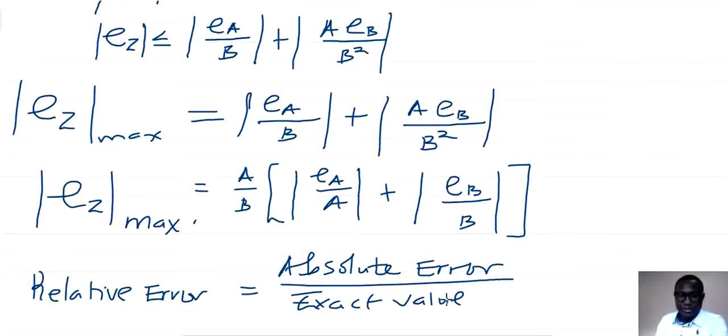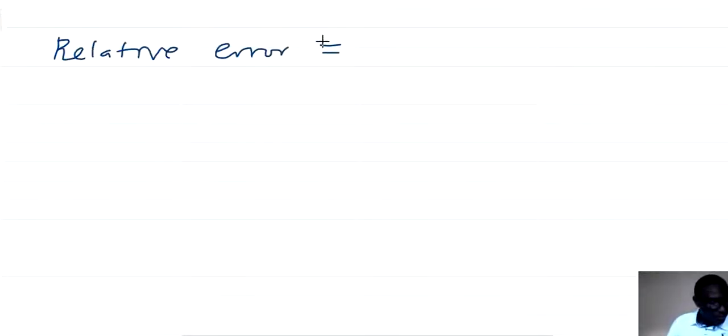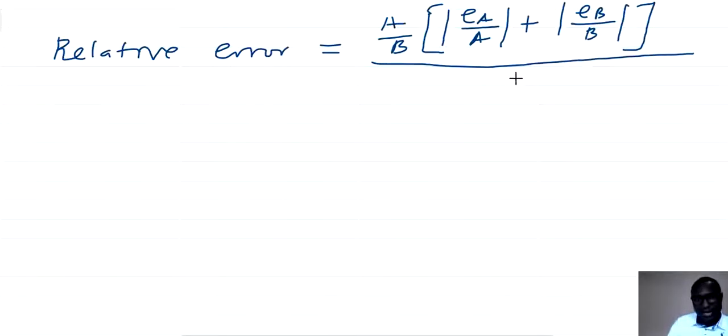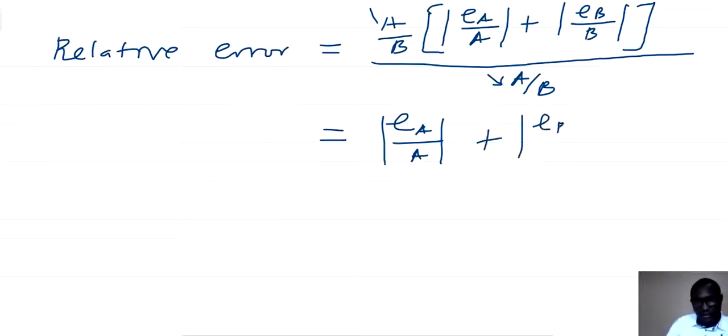So when you put in, relative error is now going to be equal to A over B into bracket, magnitude of error in A divided by A plus magnitude of error in B divided by B, everything divided by the exact value, which is A over B. So this and that will vanish and we shall have the relative error being error in A over A in magnitude plus the error in B divided by B.